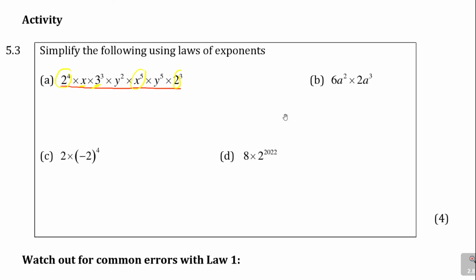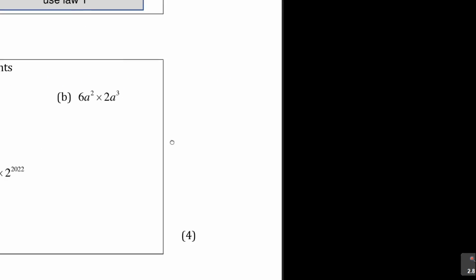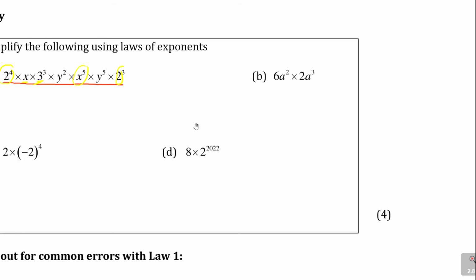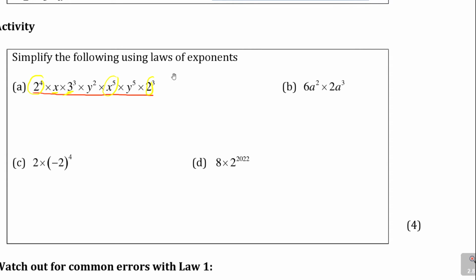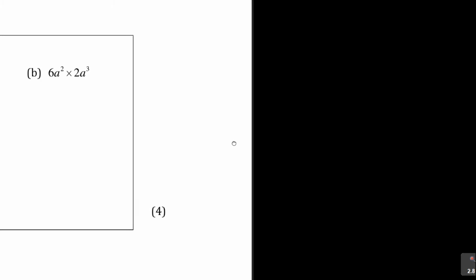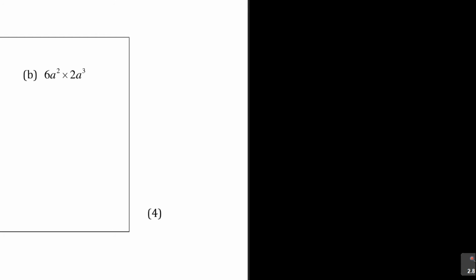Now let's look at B. When you look at B, it says we need to simplify. Remember the question, what did I say? Simplify the following using laws of exponents. So if you look at B here, I'm given 6a squared times 2a to the power of 3.